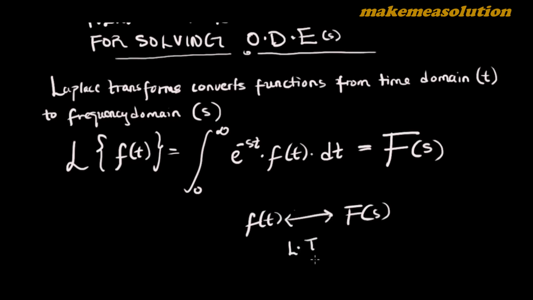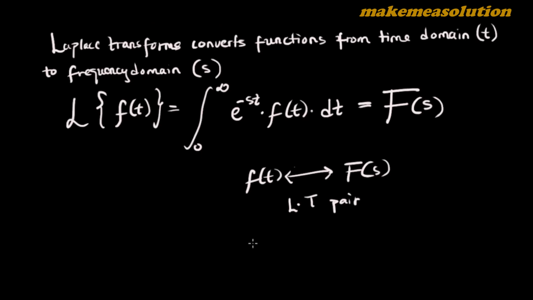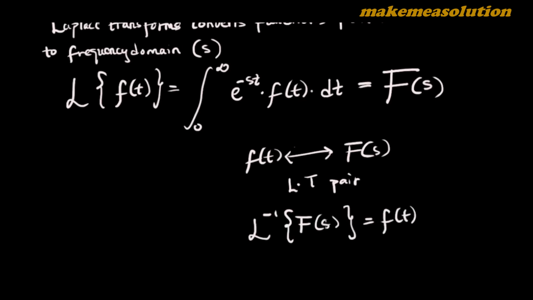It means that when you take the Laplace transform of f of t, you're going to get capital letter F of s, and when you take the inverse Laplace transform of F of s, you're going to get f of t. So the Laplace transform pair, I repeat again: when you take the Laplace transform of f of t, you get F of s. Then when you take the inverse Laplace transform of F of s, you get f of t. So this is an introduction to what Laplace transform is.